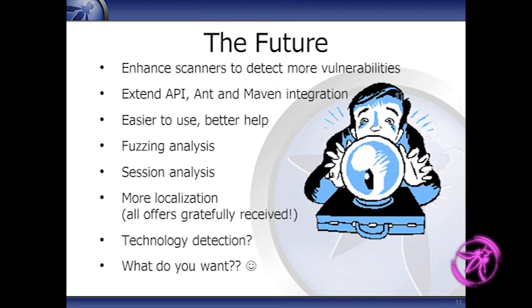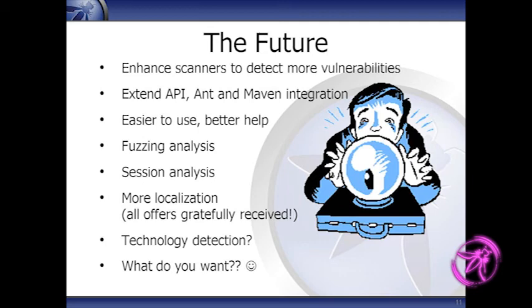One thing we found is that we don't want Zap to be just a point and shoot tool where it does everything for you, because that's not possible. But people have been telling us that the scanners are really important, so we know we need to enhance those. Extending the API and ANT and Maven integration, I think that's really important. We still want to make it easier to use with better help. Stability. Now, when I use it, it's pretty stable. I don't have any problems with it, but a few other people have had problems, particularly on very large sites.